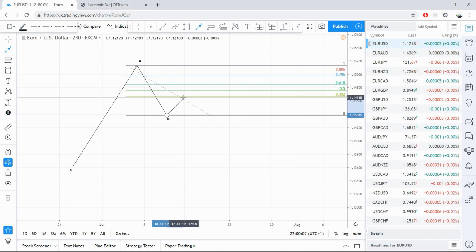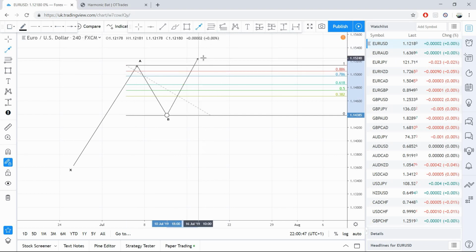The C point can form anywhere between the 382 of A to B, or 100%, or it cannot exceed A. So again, with the wick situation, we can have a wick exceed 382 and price come back down and close below it. That's still valid because price has actually reached this point, although it's closed down here below the 382. Therefore, that's valid. So if a wick goes above 382 but closes below it, that's still valid. However, that's no longer valid up here because price exceeds that A point.